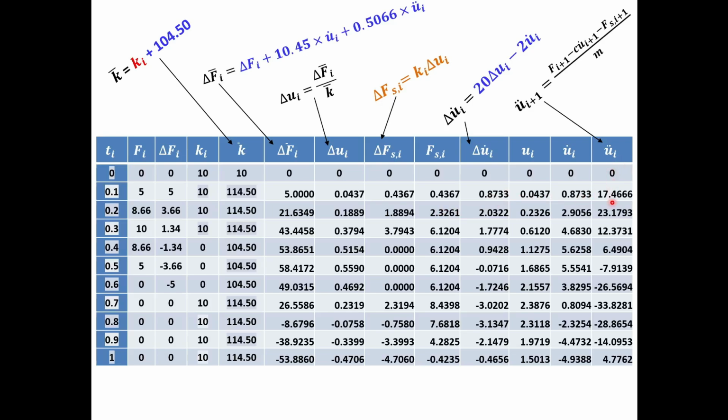Acceleration is given through this expression. This should be i plus 1. This is wrongly written here. So u double dot i plus 1 is through this expression. I get this equal to this.